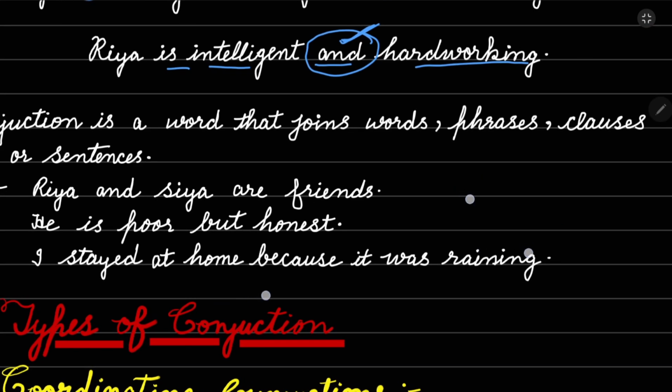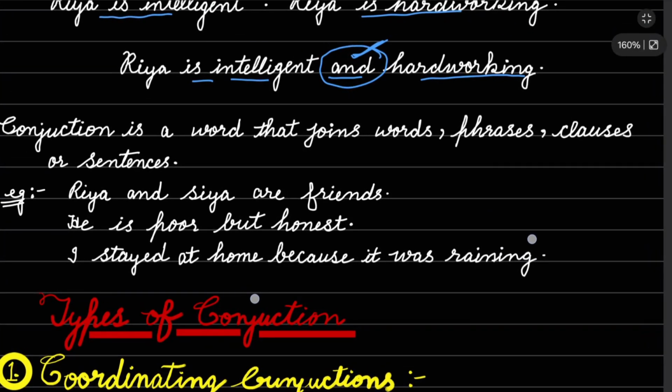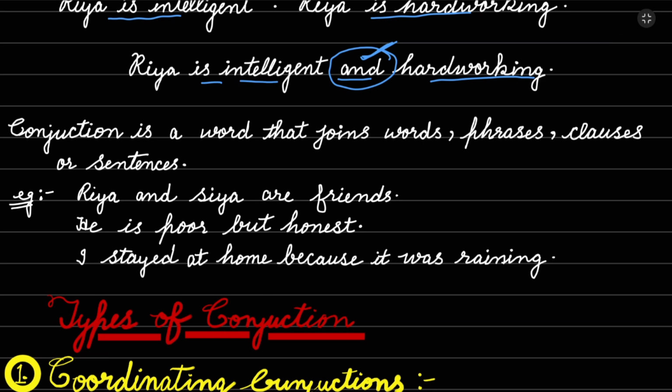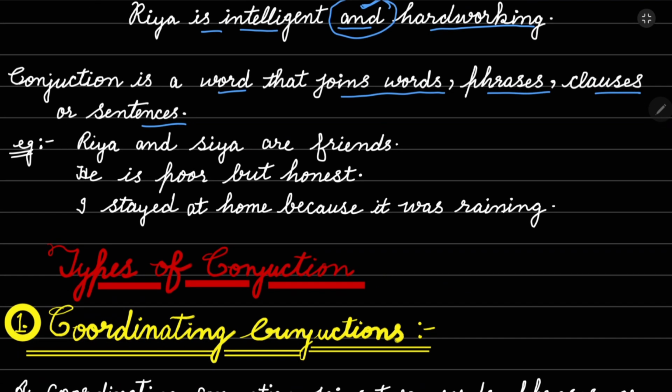So, what is conjunction? Conjunction is a word that joins words, phrases, clauses, or sentences. For example, Ria and Sia are two friends, "and" is conjunction. He is poor but honest, "but" is conjunction. I stayed at home because it was raining, "because" is conjunction.